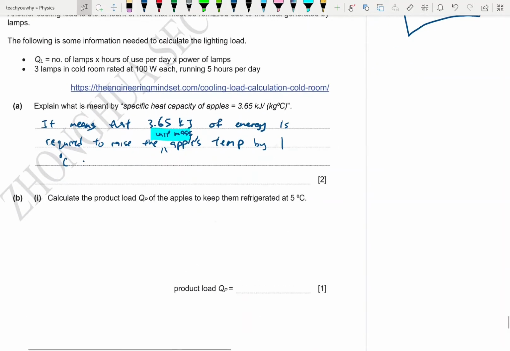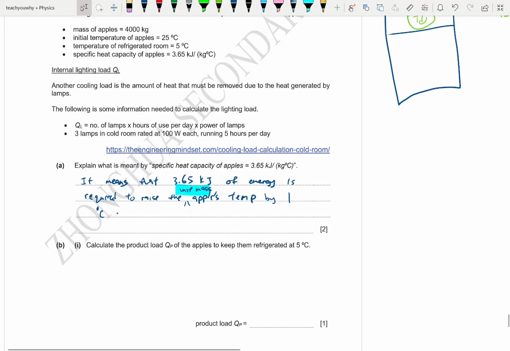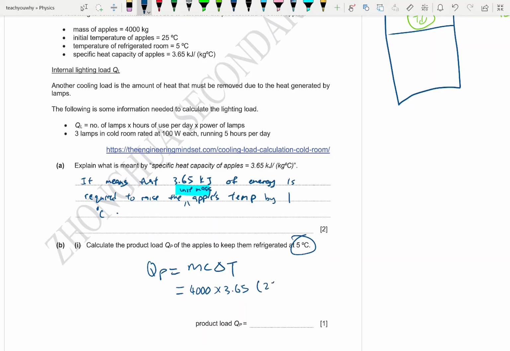So basically what we want to do is find out how much energy we need to take out from the apples to keep them at 5 degrees Celsius. So Q_P equals mc delta T. What is my mass of apples? Because they want the product load of apples, and then my specific heat of apples is 3.65, and then delta T is 25 minus 5.